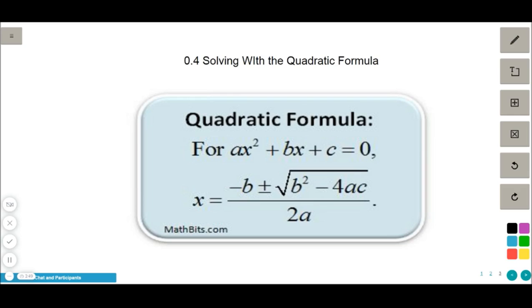It uses a, b, and c from the standard form, where a, b, and c are just numbers, the numerical coefficients of the quadratic equation they're given to solve. Here's the formula. x is equal to negative b, so you take the b and turn it into negative, plus or minus the square root of b squared subtracted by 4 times a times c, all divided by 2 times a. So this is the quadratic formula. Now I'll be going in depth with one or a few examples.